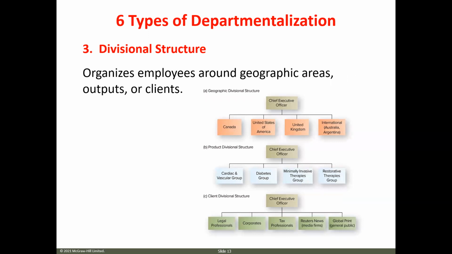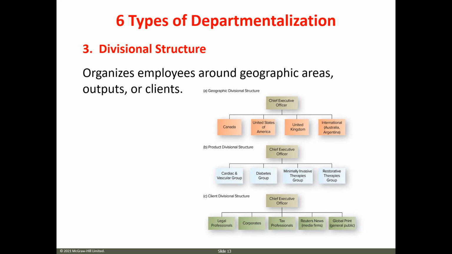When we talk about divisional structure, that is when the company has expanded itself, and now it's a big company. And when we talk about division, it means basically three areas. Number one, a geographic divisional structure, a product divisional structure, and a client divisional structure.